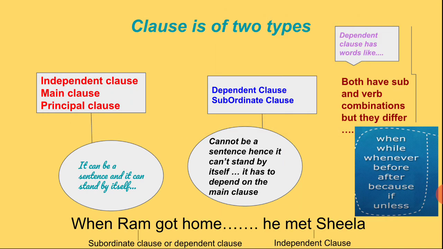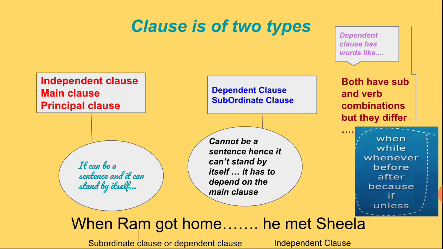A clause is of two types. Clause. So forget about the phrase. Phrase, we come to know that it's a group of words without verb combination. But a clause is of two types. What is the first type? Independent clause. That clause can be called an independent clause, main clause, or it has also a name called principal clause. The word independent means it can stand by itself. That's why I have said here it can be a sentence and it can stand by itself.